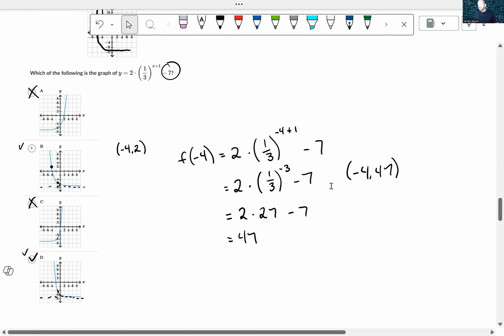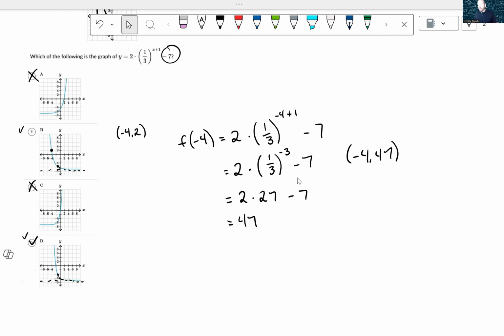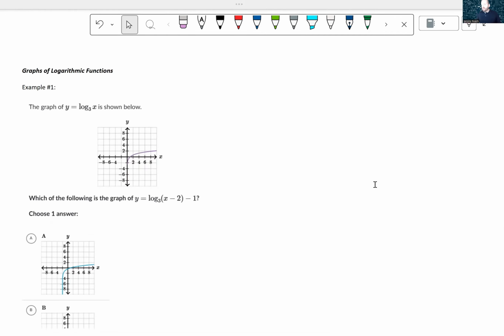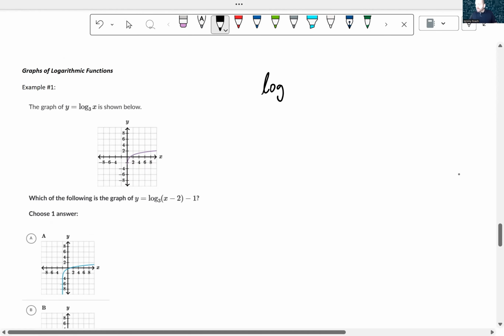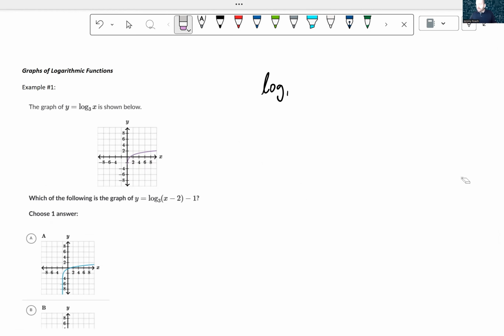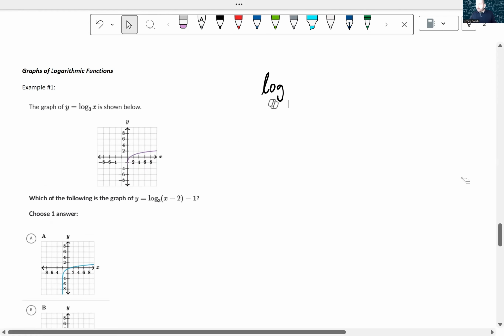Okay, let's take a look at the next one here. And the next topic is logarithmic functions. We're going to use a similar strategy for logarithmic functions. There's a couple of rules that I think would be good to review for logs, though. If we have log base 10, we don't write the 10 on the base. We just write log. And our calculator can find what the log is.